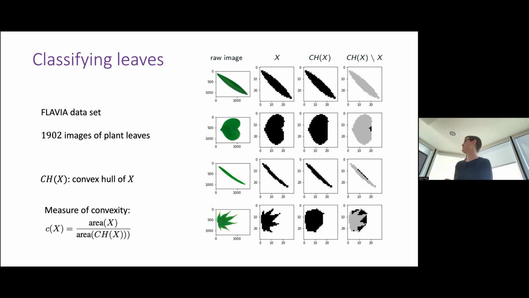And so, yes, I wanted to show an application that we worked on. We went through this fundamental shape analysis task, but our motivation was to try to understand why persistent homology works in actual applications. So this is a data set of plant leaves. Here on the left, the column on the left, you have the raw images.